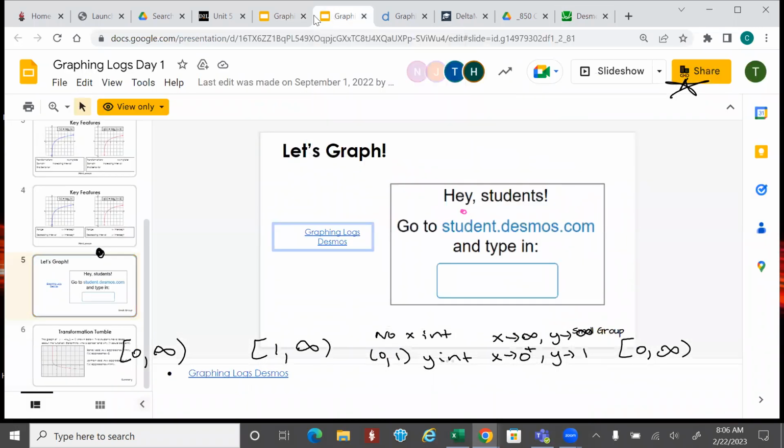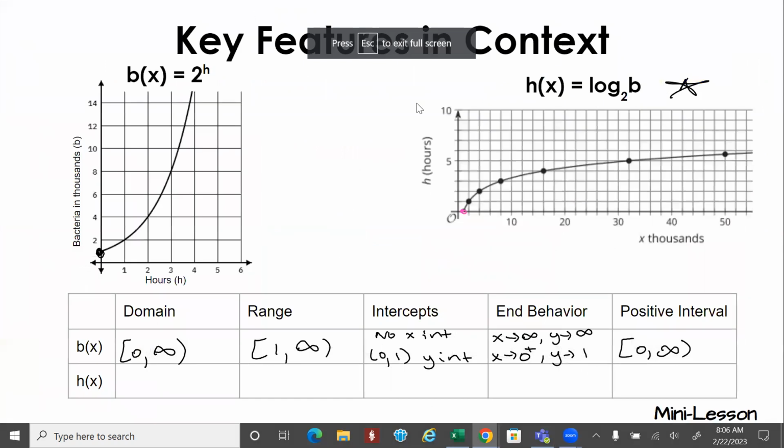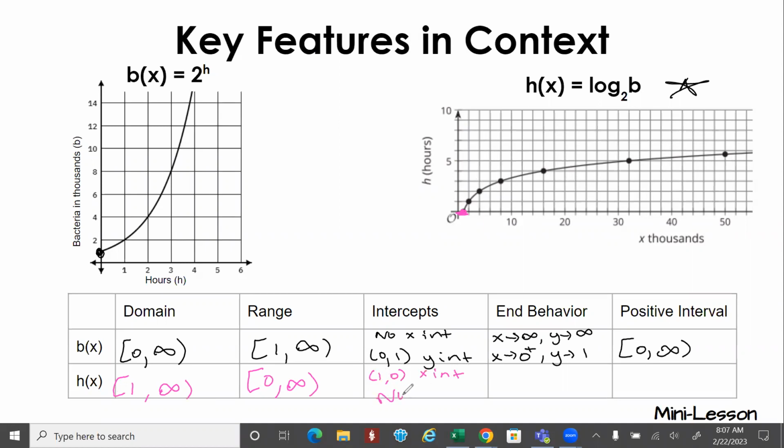Okay, so going back to my little graph, I see that it's going to start at 1 and continue on to positive infinity. My range is going to go from 0 to positive infinity. There's an x-intercept at (1, 0), and there is no y-intercept. Now, as x is approaching positive infinity, y is approaching positive infinity. As x is approaching 1 from the right-hand side, y is approaching 0. And it's a positive interval the entire time on the domain.